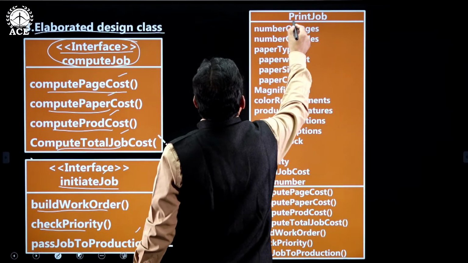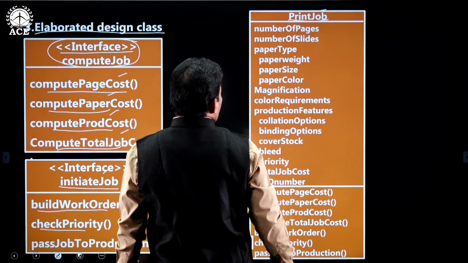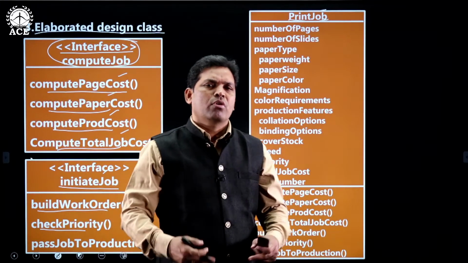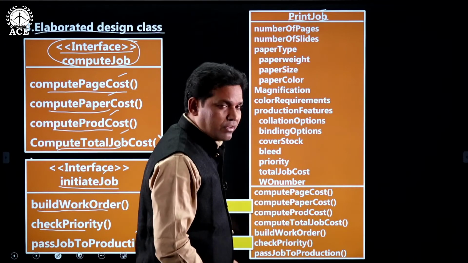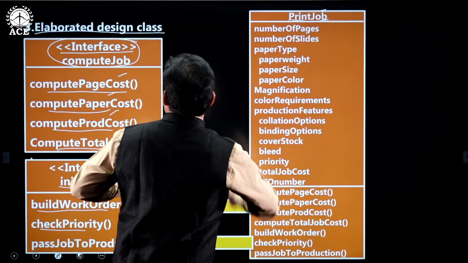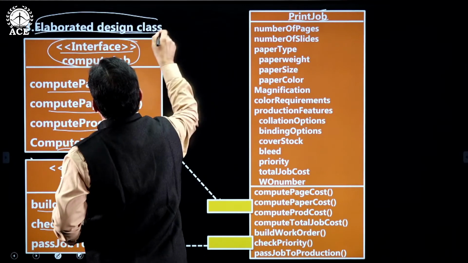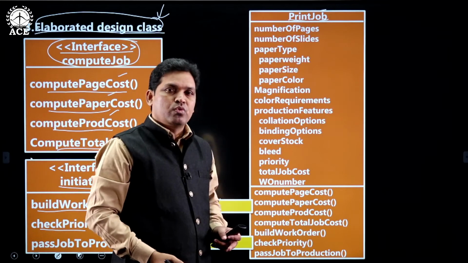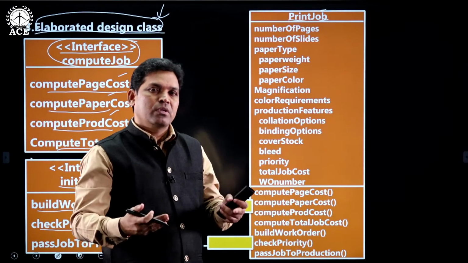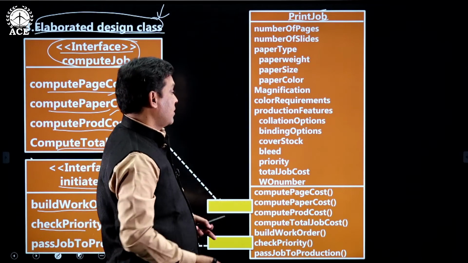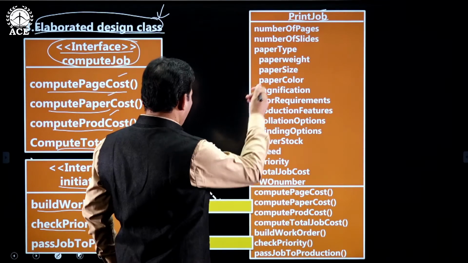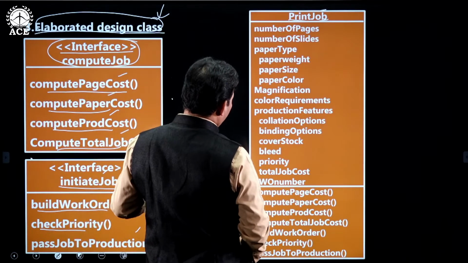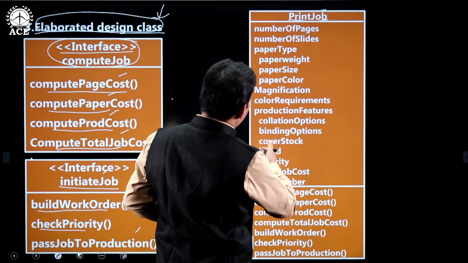So what is the class name here? Print job. So what are the attributes? Additionally, what is meant by an elaborated class? Adding more attributes and more operations to an already existing class, that we call an elaborated design class. Who is this elaborated design class helpful to? The programmers who are going to generate source code. Based on this elaborated design class, they can generate source code more easily. That is the purpose of elaborating the design class. Now observe, these are two interfaces, interface 1 and interface 2, and with the help of these two interfaces, communication will take place.